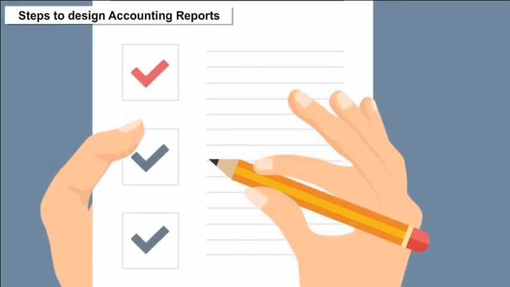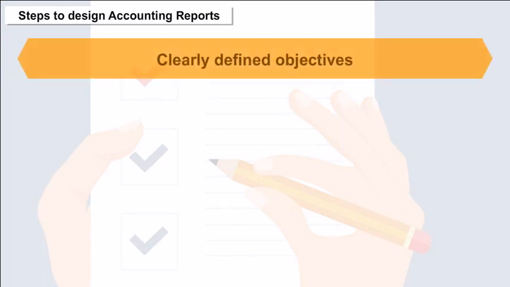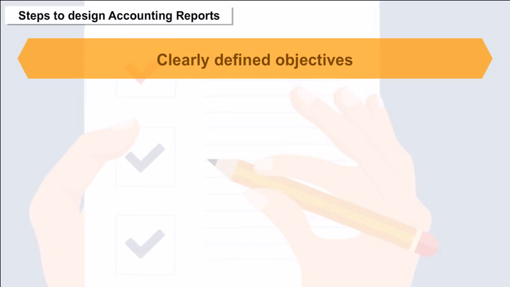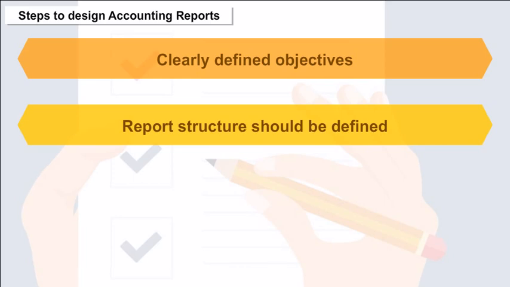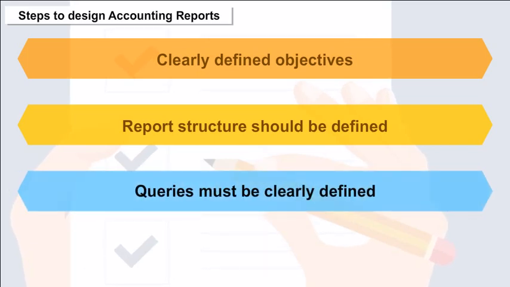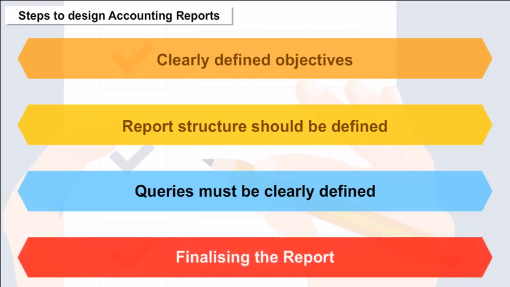Steps to design accounting reports. The objective for which we are creating the report is to be clearly defined, along with the people who are going to use the report and what decisions will be taken on the basis of the report. The structure of the report is to be defined, like what information the report will contain and what the style of presentation will be. The accounting queries must be clearly defined, and the methodology to be adopted while interacting with the database. Finalizing the report.